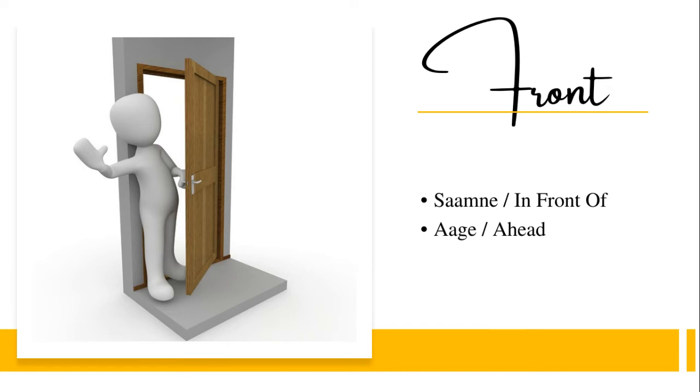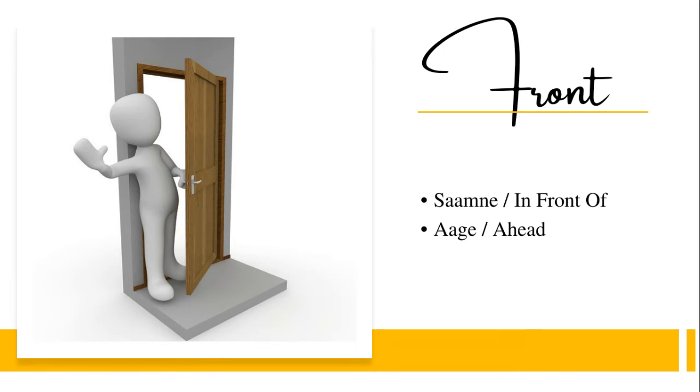Next one is front. Front has two words which are not exactly interchangeable. So shamne is in front of and age is ahead. So you can say shamne jao means go in front of, or shamner dike jao, go in the direction of the front side.